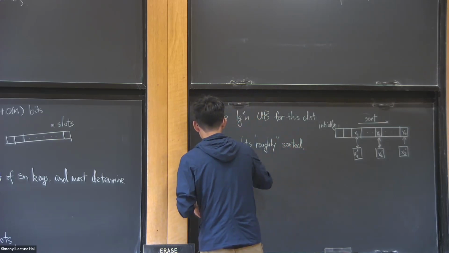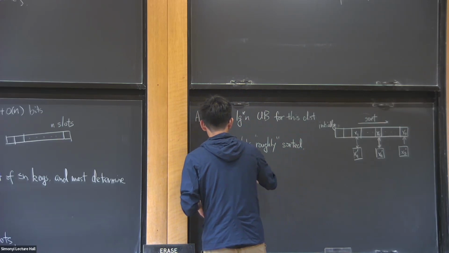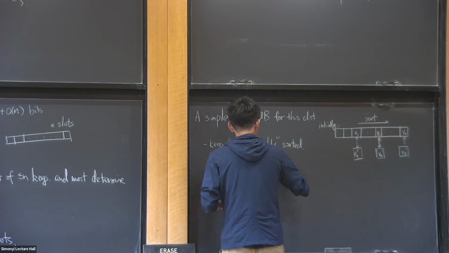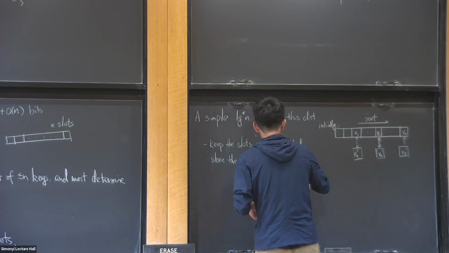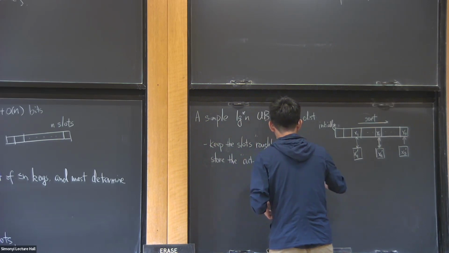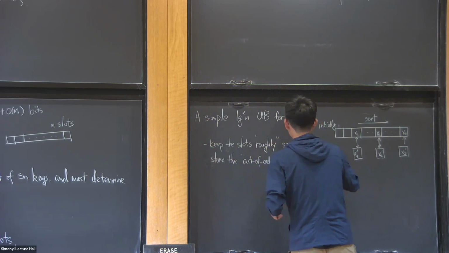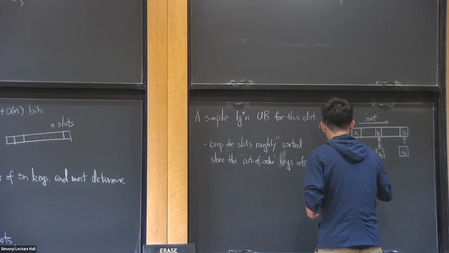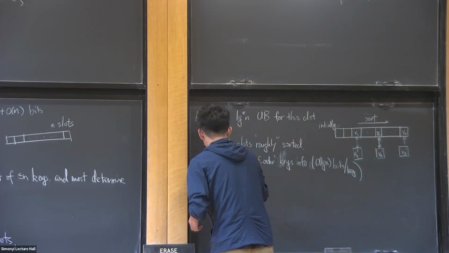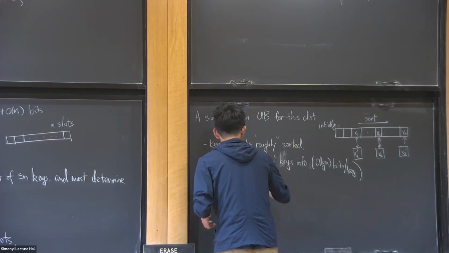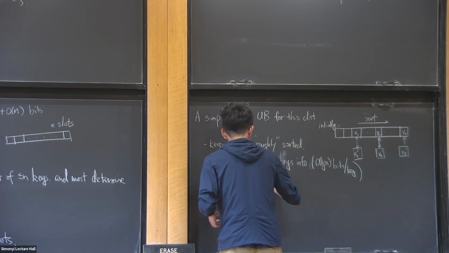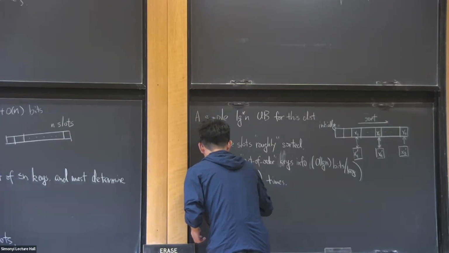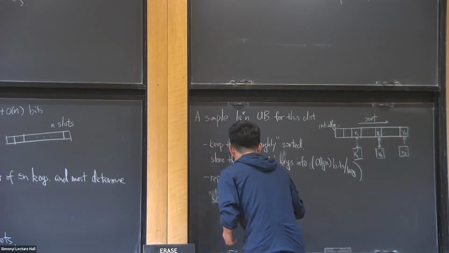And store the out of order key information in the memory. I guess this will be O of log n bits per key. And then we repeat this for n over log n times. And then I'm going to sort all new keys within themselves.